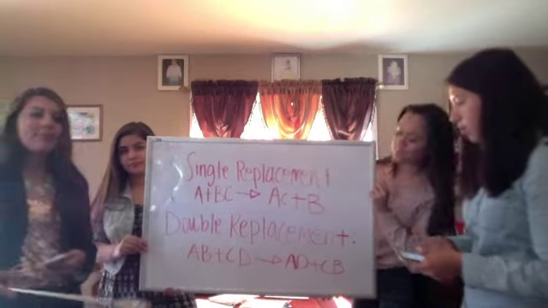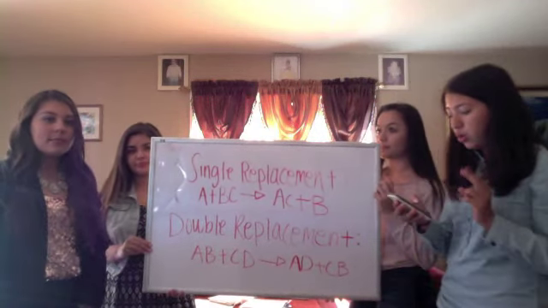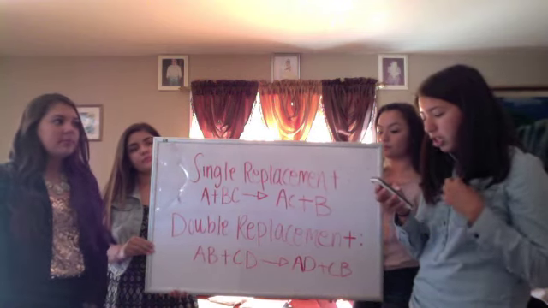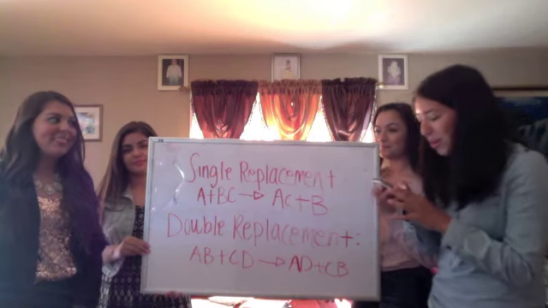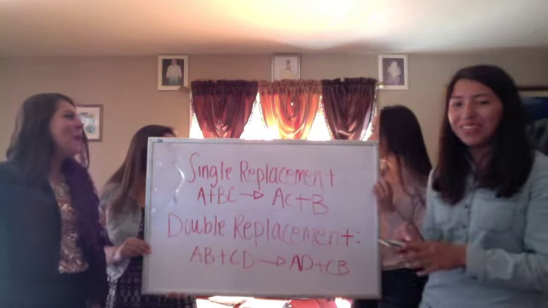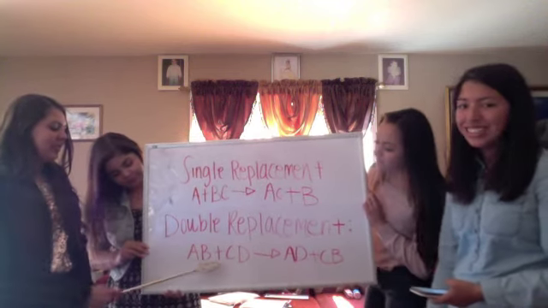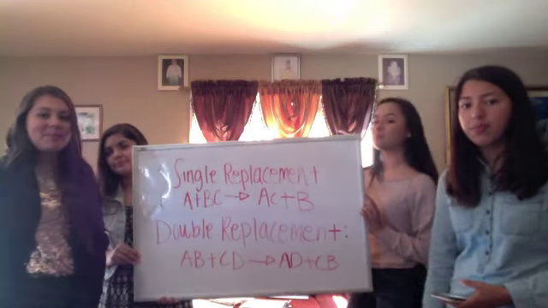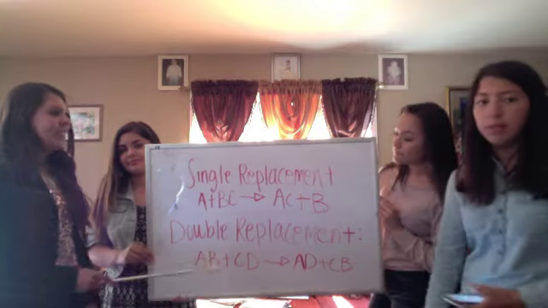A double replacement is a chemical reaction between two compounds where the positive ion of one compound is exchanged with the positive ion in another compound. An example of a double replacement is AB plus CD equals AD plus CB. And that is what single replacement and double replacement mean.